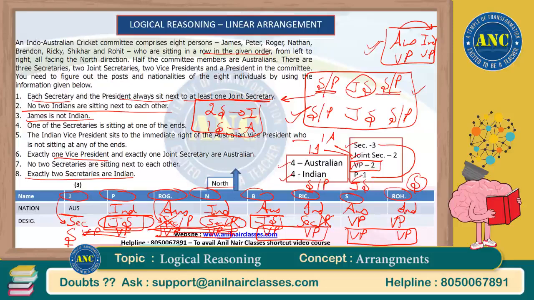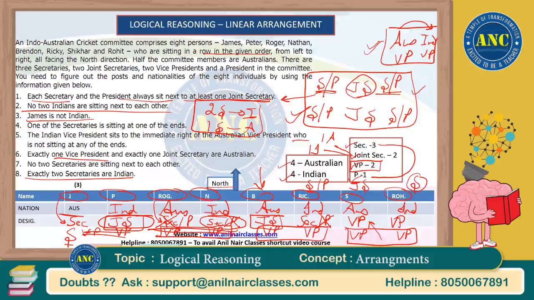Exactly one VP and exactly one joint secretary are Australians. We noted these points, and they are coming out to be true as well. See, exactly one VP is an Australian. Yes. And one joint secretary is an Australian? Yes. No two secretaries are sitting next to each other? Yes, they are not sitting next to each other. Exactly two secretaries are Indians. Yes.